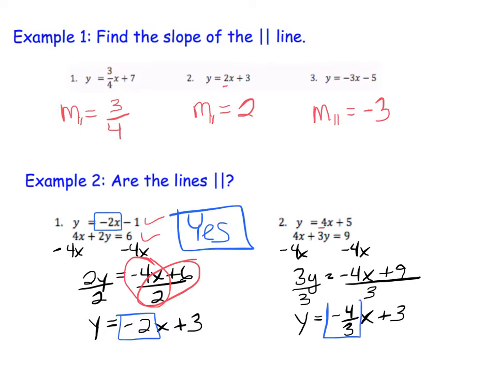Now this slope became negative 4/3, and this slope was 4. So are they parallel? No.